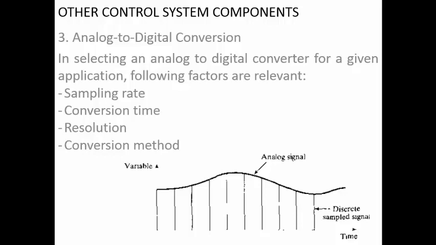So how do we select an analog to digital converter for a given application? What are the things we have to consider?